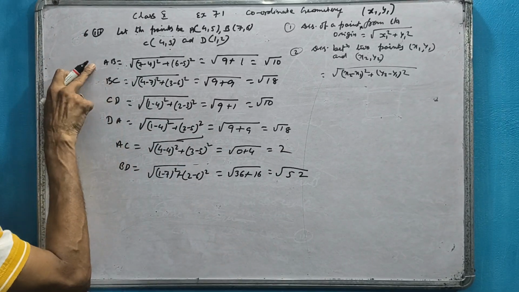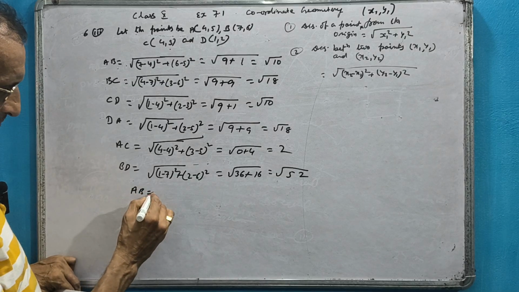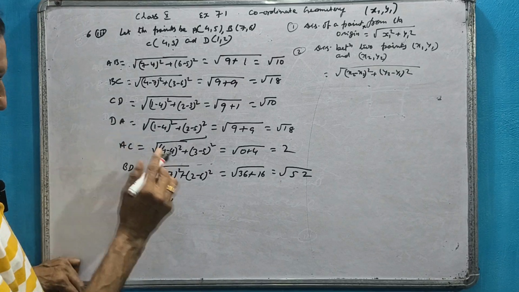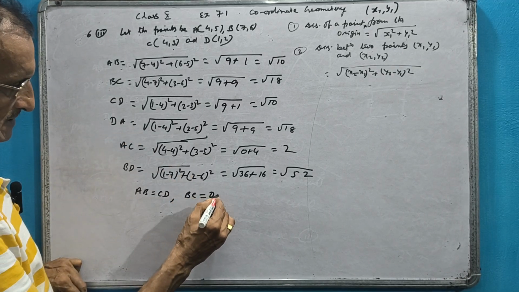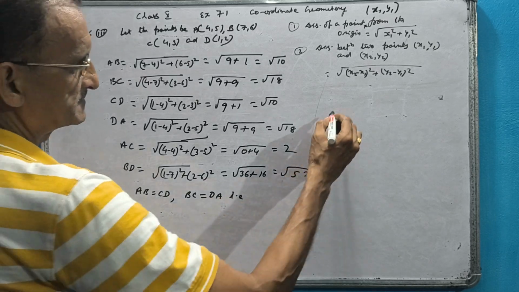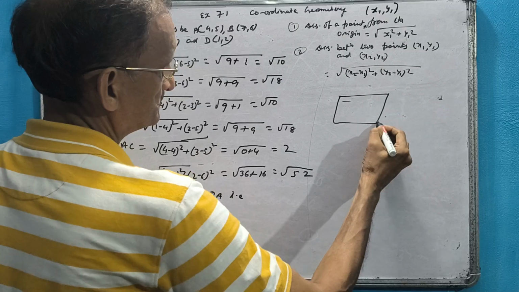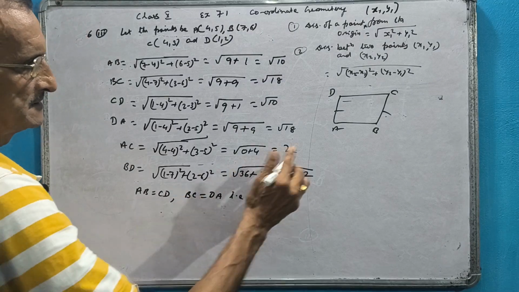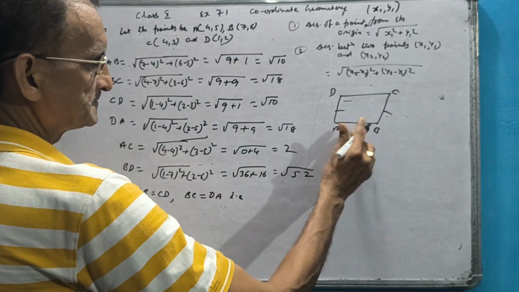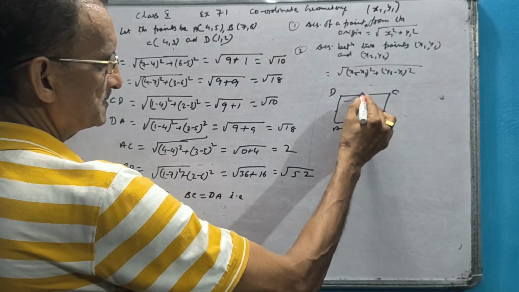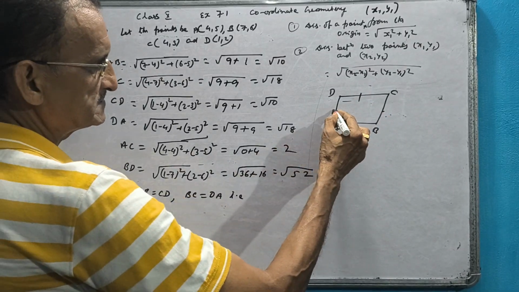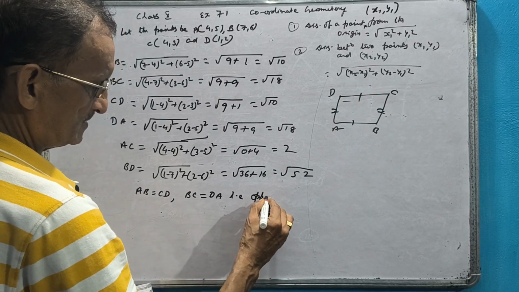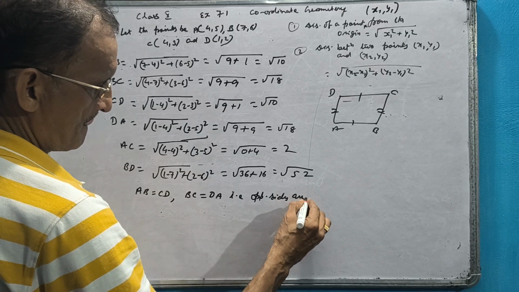We have got AB equal to CD, and we have BC equal to DA. What is the meaning? See here, we have A, B, C, D. We have got AB equal to CD, then AD equal to BC. What is the meaning? That is, opposite sides are equal.